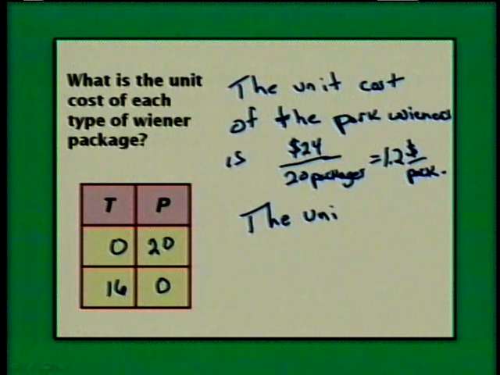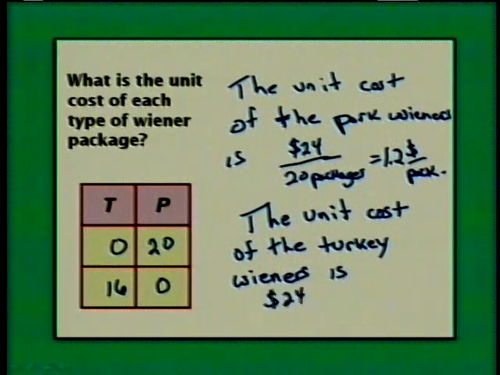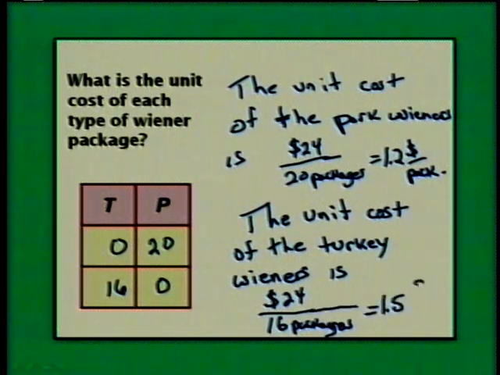How about the turkey wieners? The unit cost of the turkey wieners is, she'll spend her entire $24 if she purchases 16 packages of turkey wieners. So that simplifies to $1.50 per package.